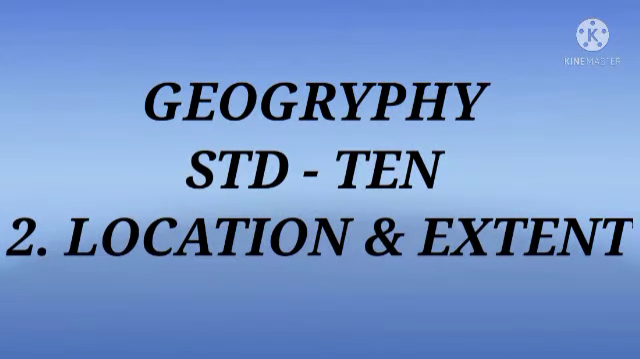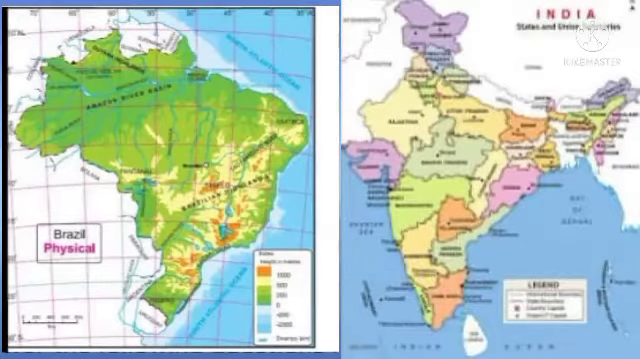Hello everyone. Today we are going to learn about Standard 10, lesson number 2, location and extent. In this chapter, there is a comparative study of Brazil and India. When we study any region, we usually start with the location and extent of that region. So, the second chapter deals with the location and extent of Brazil and India.